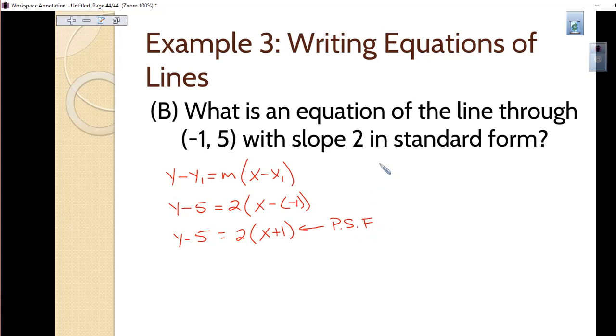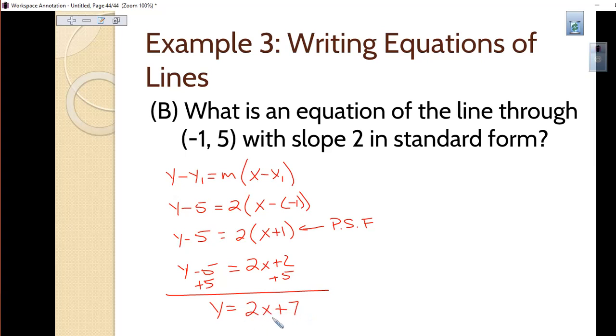Now to get to standard form, we have to first take it to slope-intercept form. So the first thing we have to do is get rid of our parentheses by distributing. So we're going to multiply the 2 through the set of parentheses. We get 2x plus 2 equal to y minus 5. And if we want this to look like y equals mx plus b, we've got to get the y by itself. So we need to get rid of the 5 by adding 5 to both sides. y is equal to 2x plus 7.